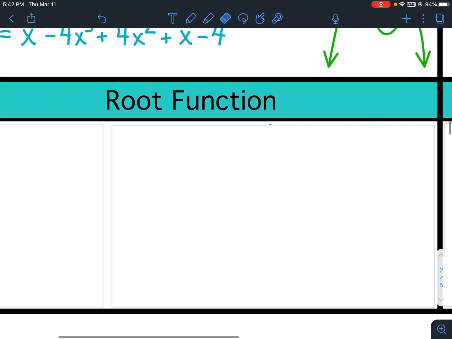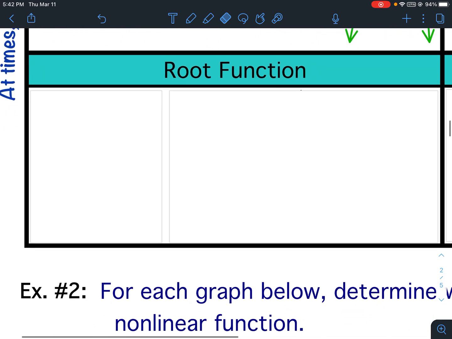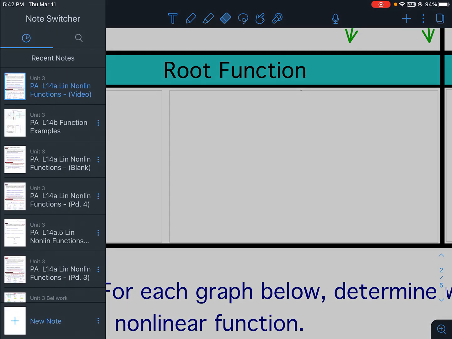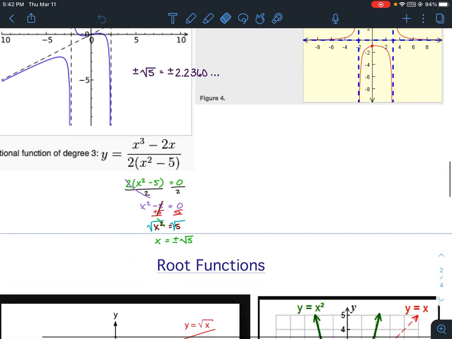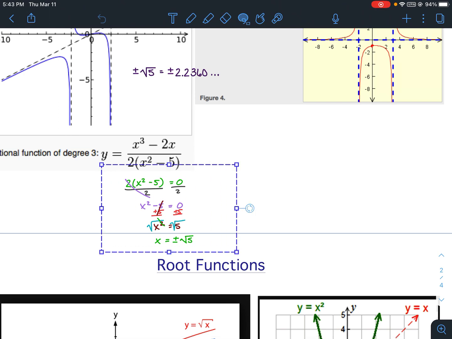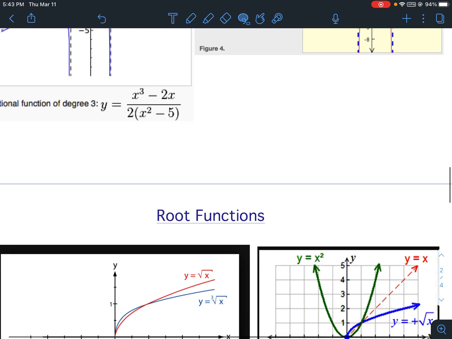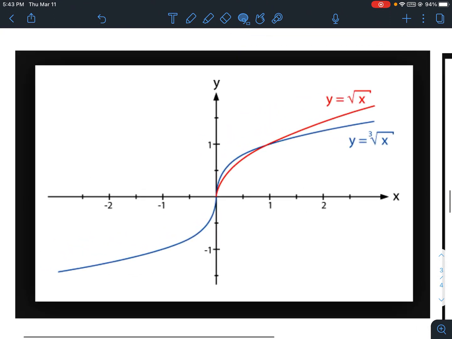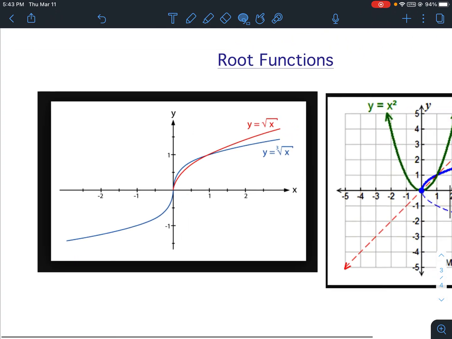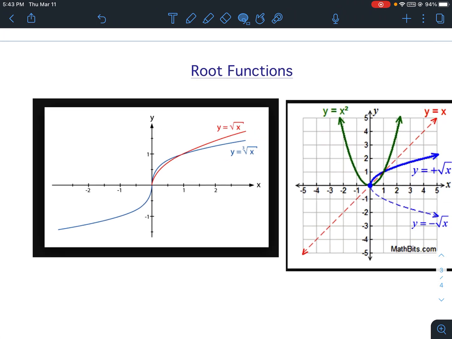Okay. Next one we're going to talk about are root functions. If you're thinking about it, these functions are going to have roots in them. So here are root functions. The red line is y equals the square root of x. The blue line is y equals the cube root of x. So we have root functions. They're going to contain a root.